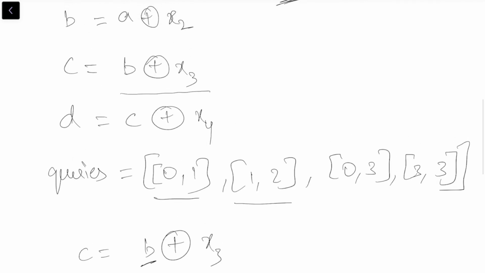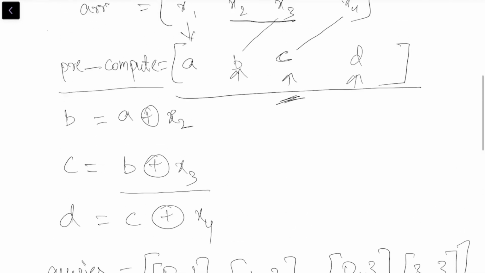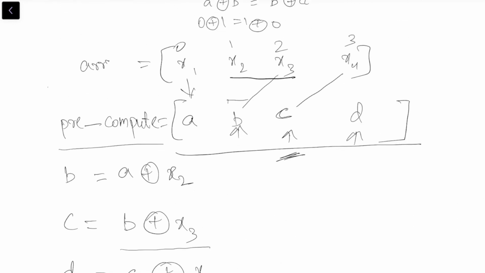No, let it be as it is. You need XOR of this, you don't need XOR of this. Is that right? You only need XOR of these particular two, I mean the index of this. But here B has XOR of A.